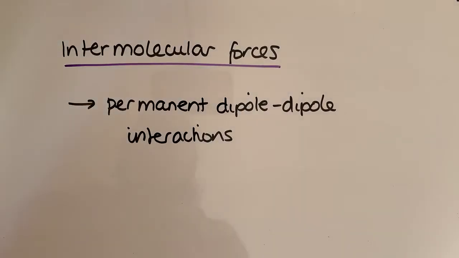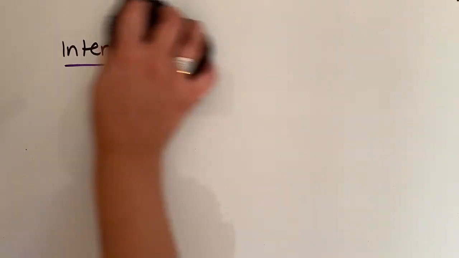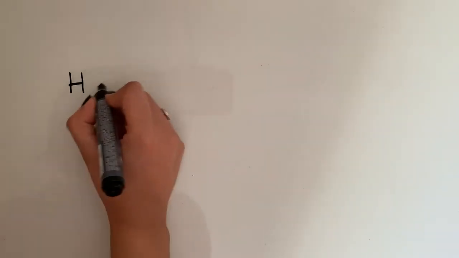In this video, we are going to be looking at another type of intermolecular force, and this is now the permanent dipole-dipole interaction. Now, we've already looked at electronegativity and what that does to a bond. So, for example, if we have hydrogen chloride, it's got a covalent bond between the hydrogen and the chlorine.